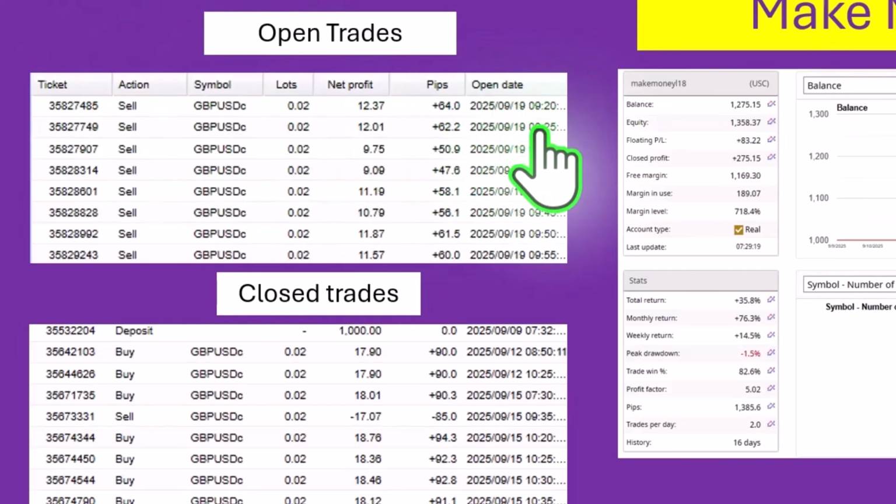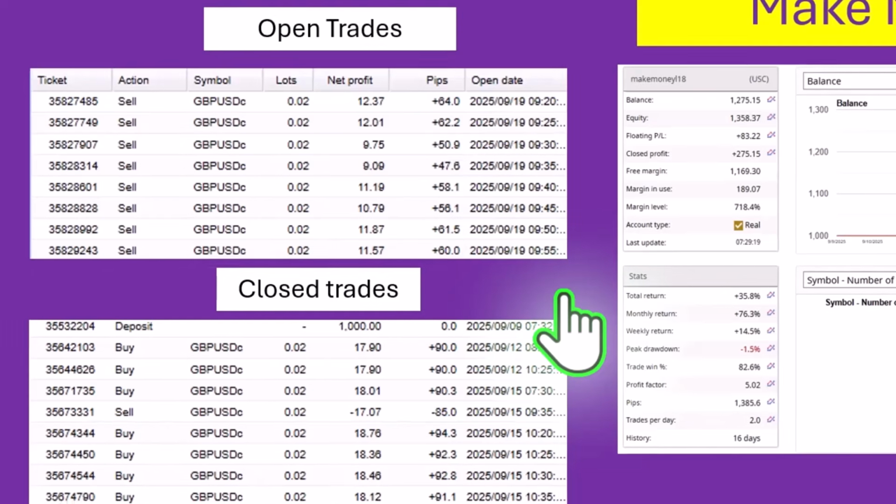I'm going to add another trade. Is this trend still on 5 minutes later? I'm going to add another trade. And there you can see how it's added trades every 5 minutes to join the trend and enhance the results.